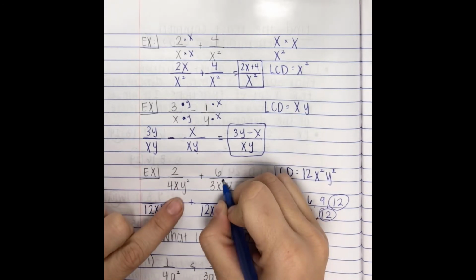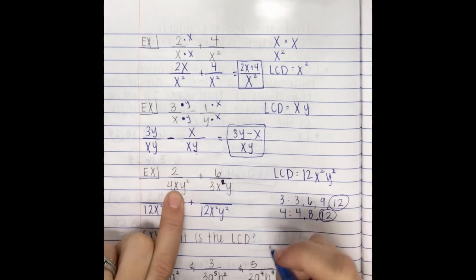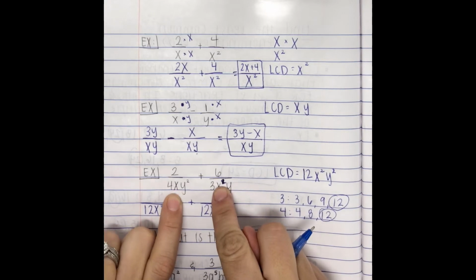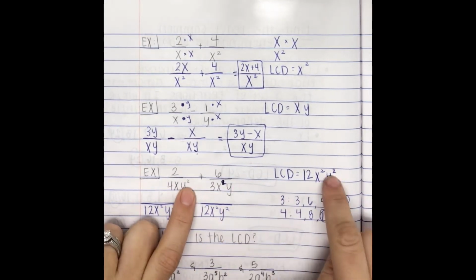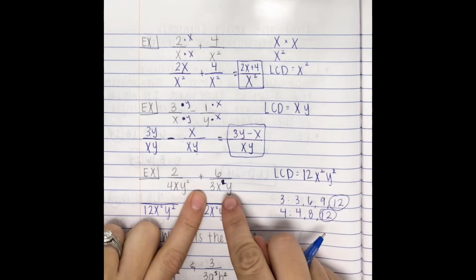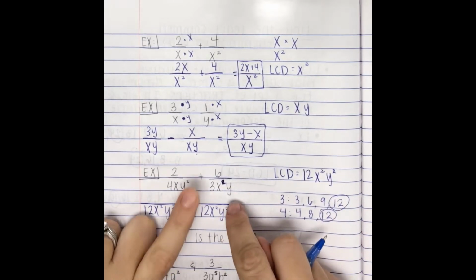All right. The largest is an x squared, so they both have to be at least an x squared. Same with the y's. The largest is a y squared. So the smallest I could turn a y squared into is just a y squared, right?